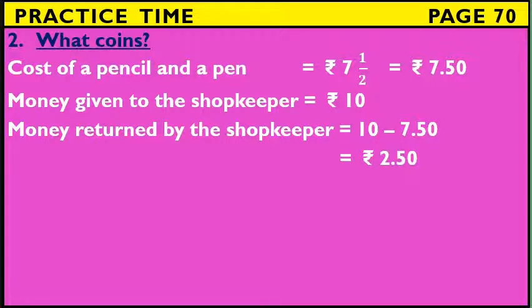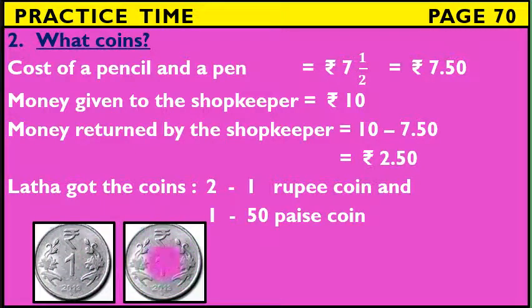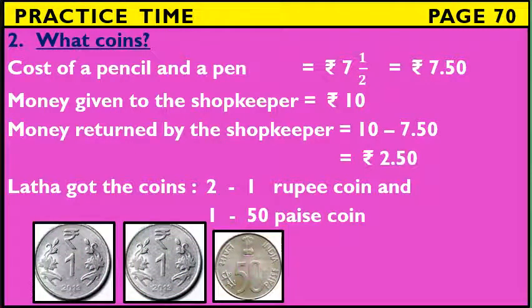Now the shopkeeper gave the remaining amount, that is rupees 2 and 50 paise, in coins of half and 1 rupee. So Latha got the coins as 2 coins of 1 rupee and 1 coin of 50 paise. So 2 coins of 1 rupee and 1 coin of 50 paise form rupees 2 and 50 paise.